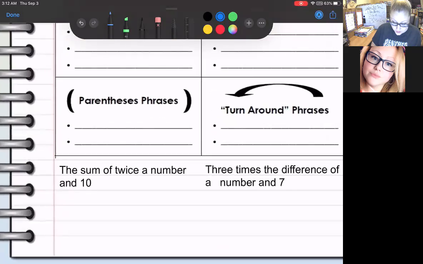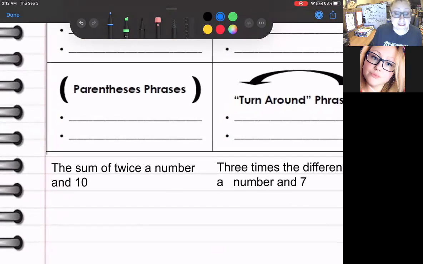The sum of twice a number and 10. So I want you to look at your notes that you took, because we did say something about the sum and then twice a number, and now we just talked about "and 10." So here's the tricky part, and this is where it links back to Tuesday's class. A number. They don't tell us what the number is, and when we don't know what a number is, what do we use to represent that?